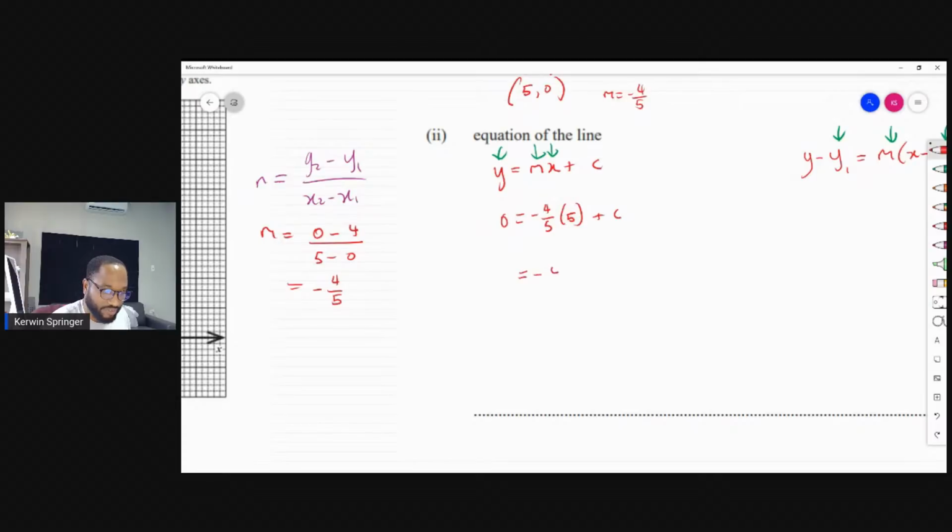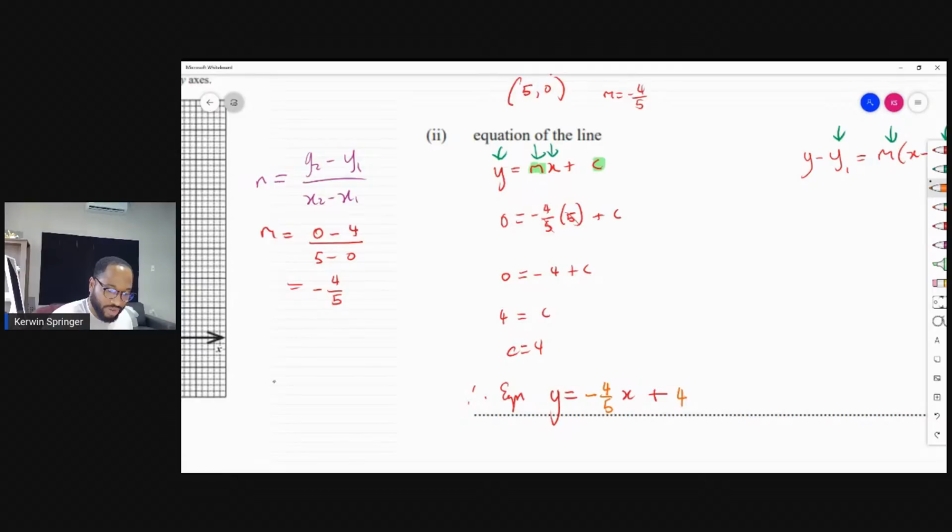So this means negative 4, because this will cancel, plus c. So c is equal to 4, because if I bring across the 4, it turns to positive. So c is equal to 4. Therefore, the equation of the line must be y is equal to mx plus c. The m and the c need to be substituted when you're putting the equation of the line, right? So it is y equals negative 4/5 x plus 4.